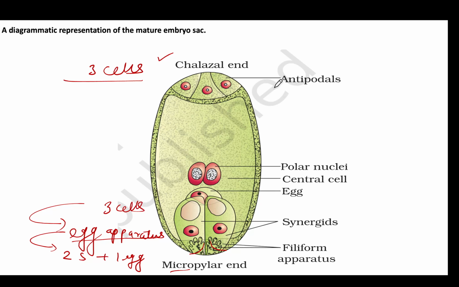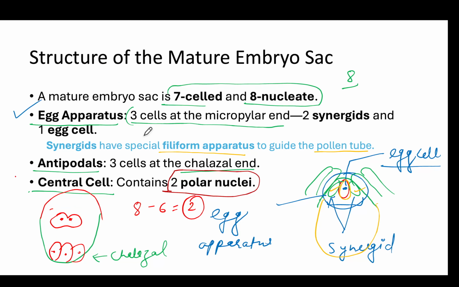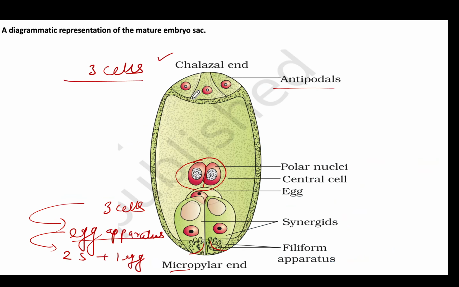What about the antipodals? 3 cells are present at the antipodal end. And at the center, what is present? The central cell, a single cell with 2 polar nuclei. There is no proper cell wall division between them, so we can say a two-nuclei cell is present. We can observe one thing here: the number of nuclei is 8, but the number of cells is 7. Clear? So a mature embryo sac is 7-celled and 8-nucleate. That's all about the structure of the ovule as well.